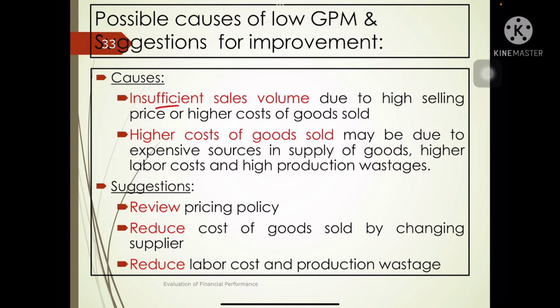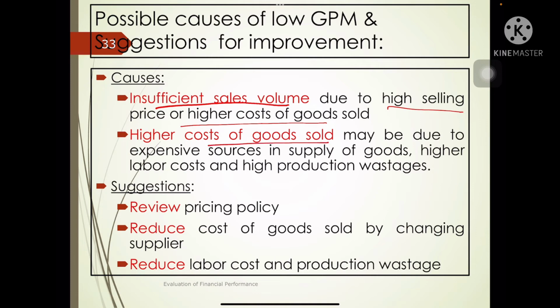Number 1 is insufficient sales volume, due to a high selling price or higher cost of goods sold. So number 1, there are fewer sales, so it means that they have to increase their sales. And number 2, they have to look at the cost of goods sold. Alright, if they can reduce the cost of goods sold, then the gross profit margin will increase.